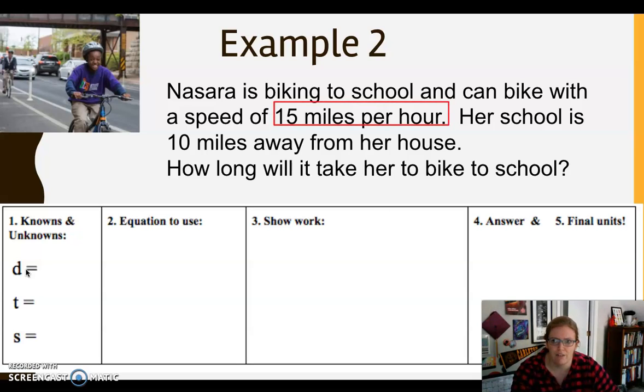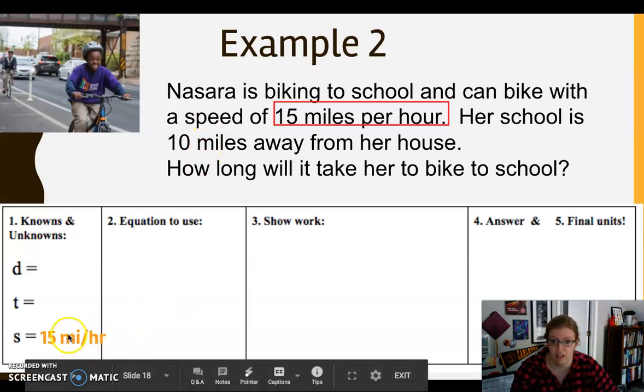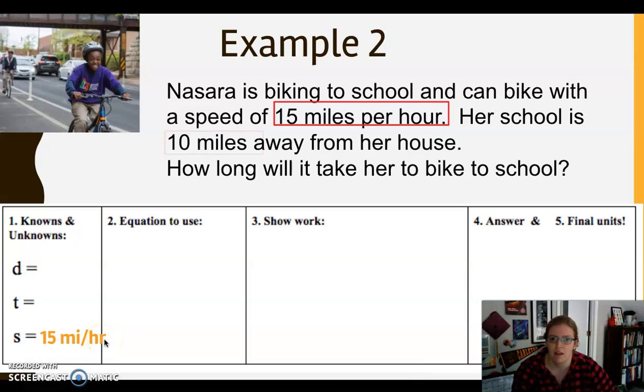So I want to go through and figure out what my knowns are. Well, 15 miles per hour. That must be a speed, and we can also tell it's a speed because it has the word speed right before it in the sentence. So 15 miles per hour. And notice that I changed how that was written to make it a little shorter, so that it's MI. Again, the division sign is per, and then hour abbreviated HR. Then the other number is 10 miles, and that is our distance, so 10 miles away.